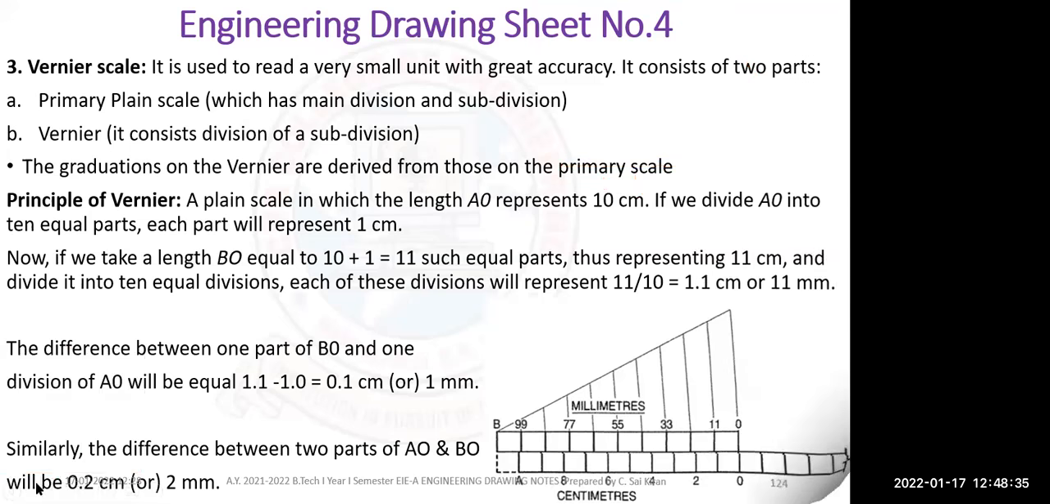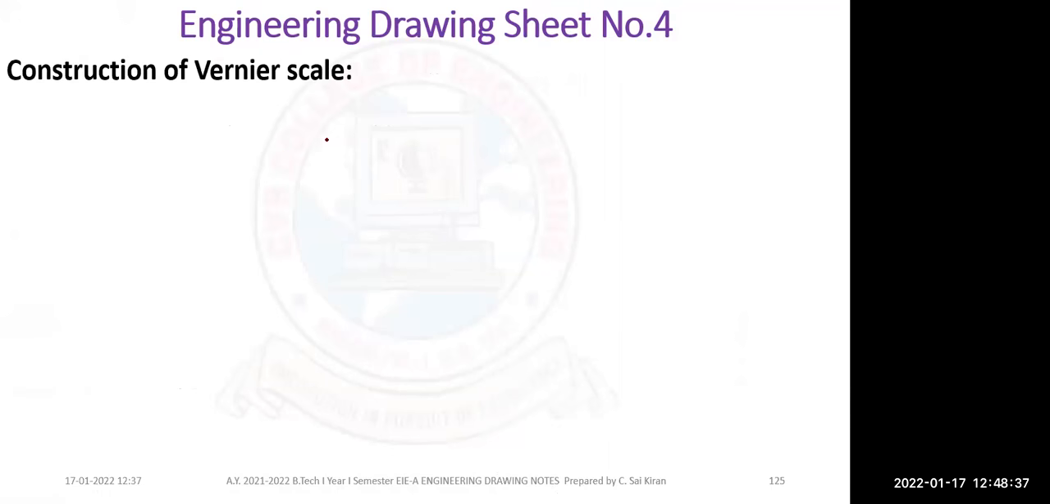I'll give one more problem. Suppose I'm solving 1.67 meters. I need it in the backward Vernier and the forward Vernier. What will be the value? How to divide? This is my backward Vernier, this is my forward Vernier. How to divide 1.67 meters?